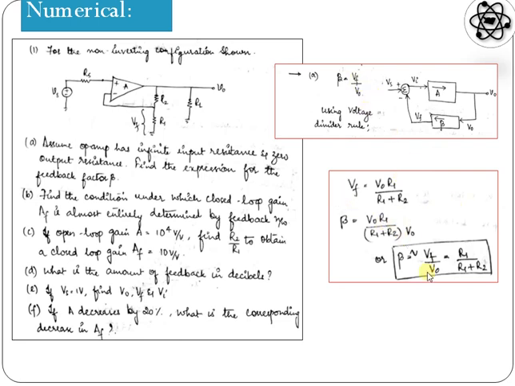So here you can see that beta is equal to R1 divided by R1 plus R2. So that is the expression that we have obtained. The values are not given, so that is why just the expression has to be written.